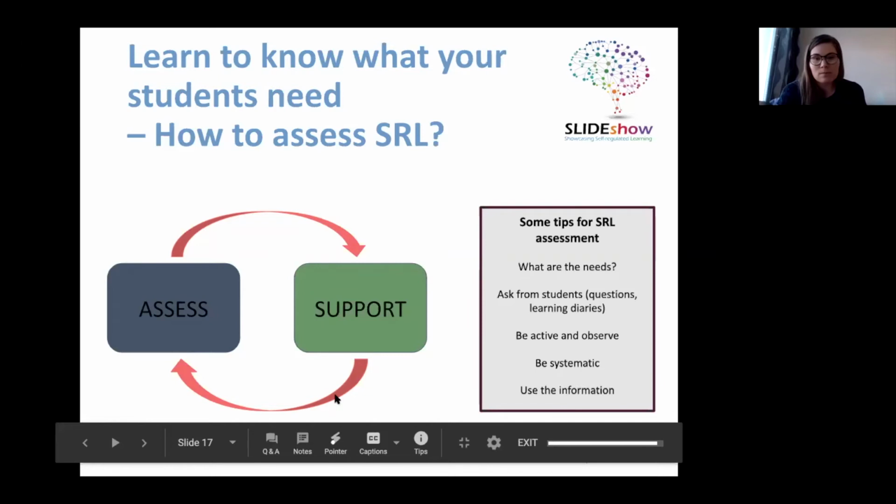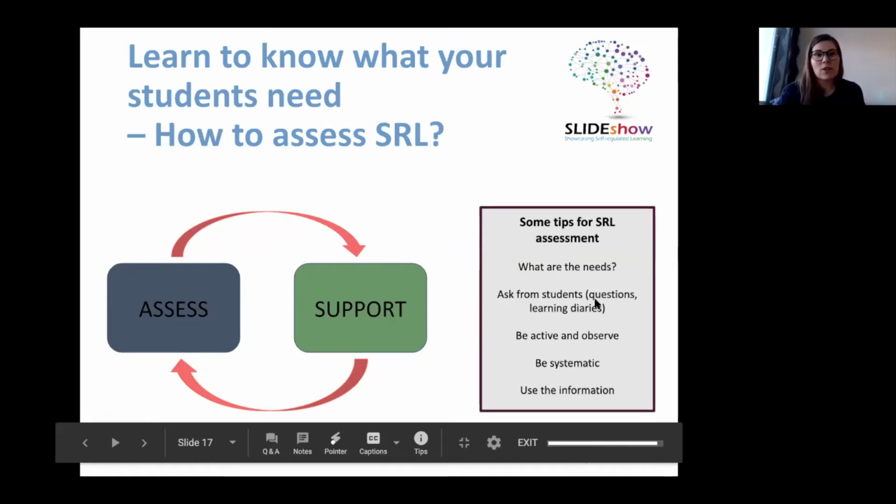And yeah, and then some tips on how we can assess students' self-regulated learning skills. I'm really sorry, I don't have any magic tricks for this. This can be small things that you are doing as a teacher. You can ask simple questions from your students: short questionnaires, smiley faces, learning diaries, different ways to collect information from your students about how they are working while they are doing these different learning tasks.